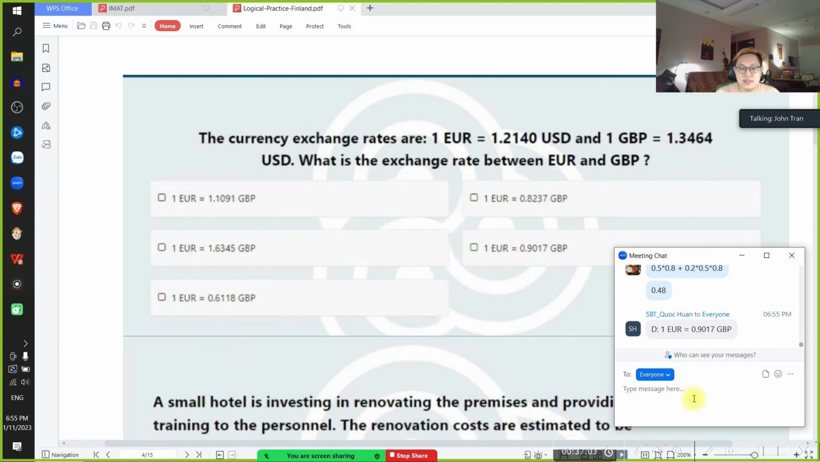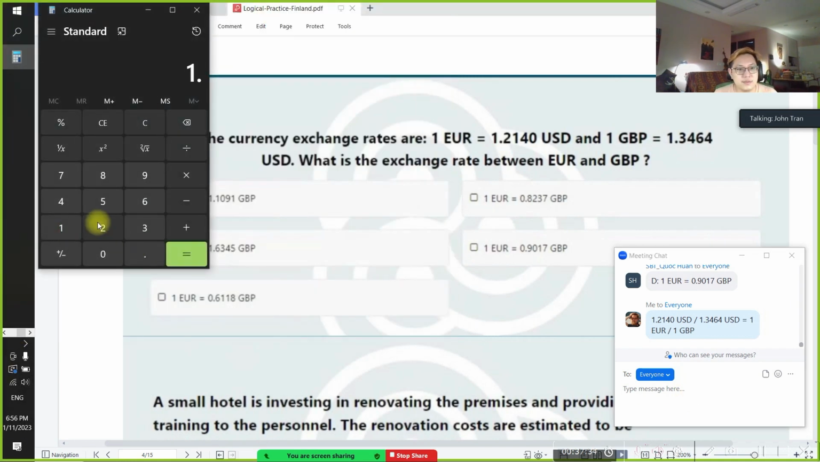Very good. Okay, so let's take 1.2140 dollars divided by 1.3464 dollars will be equal to 1 euro divided by 1 GBP. So it means, what does it mean? Calculator. It's 1.2140 divided by 1.3464 will yield 0.9017, about that, equal to 1 euro divided by 1 GBP.